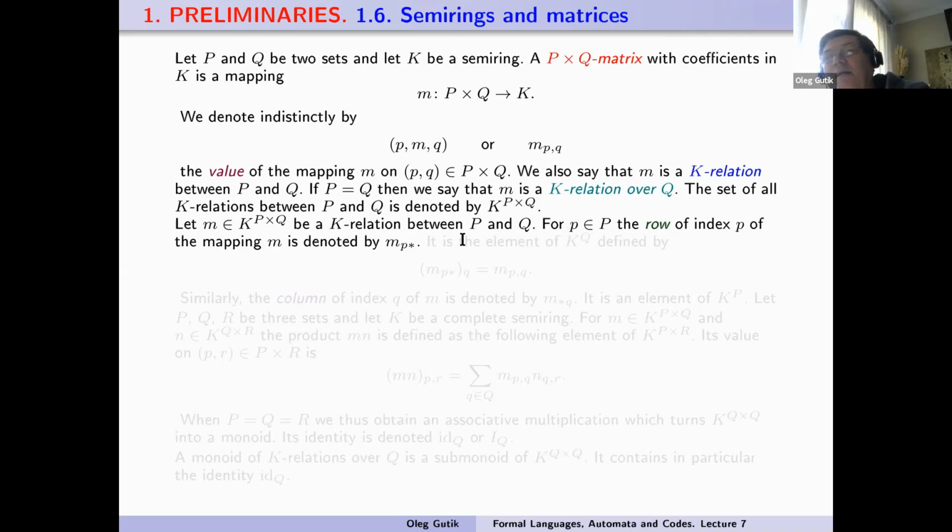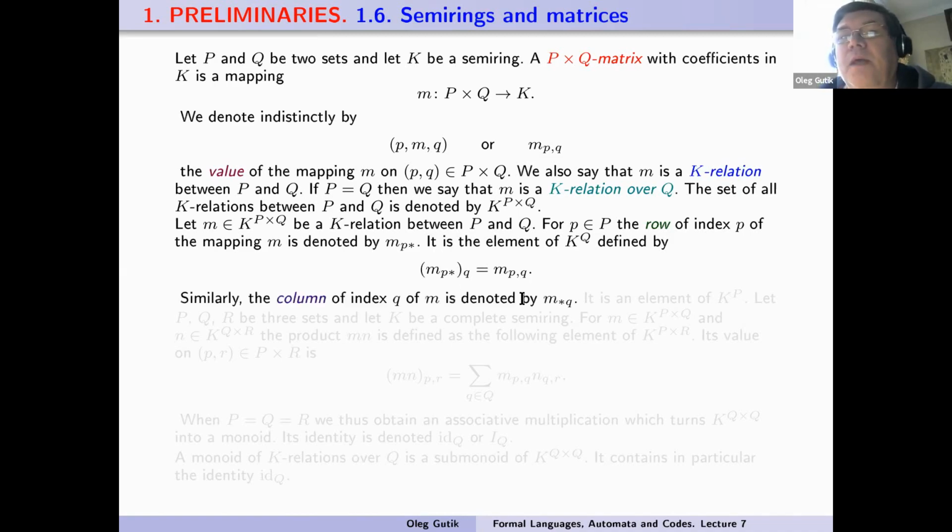Let M belong to the K-relations between P and Q. For any element p of P, the row of index p of the mapping is denoted by M_p star, an element of K to the power Q defined by the following formula. Similarly, the column of index q of the mapping M is defined by M star q. It is an element of K to the power P.